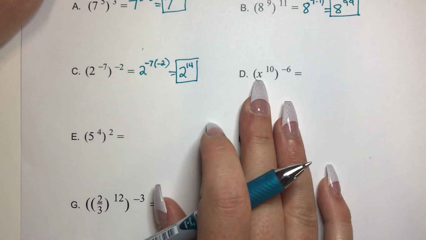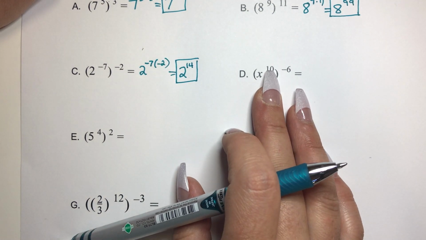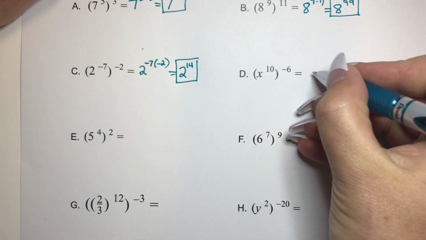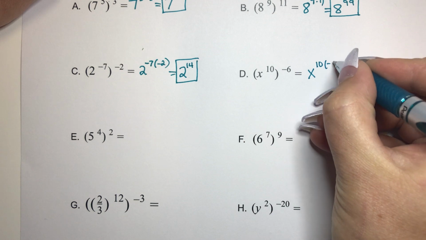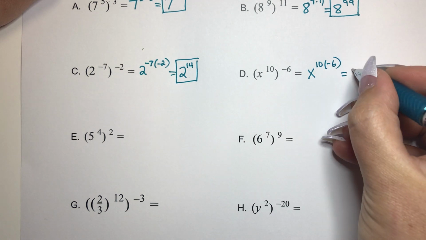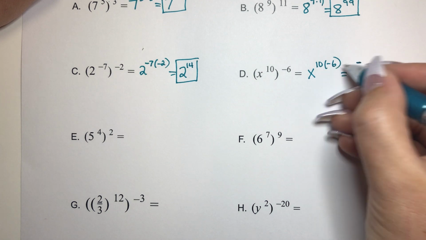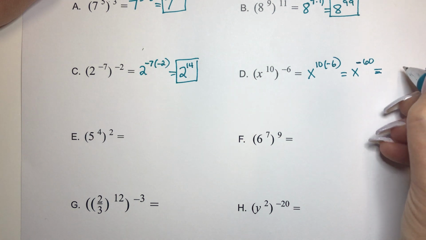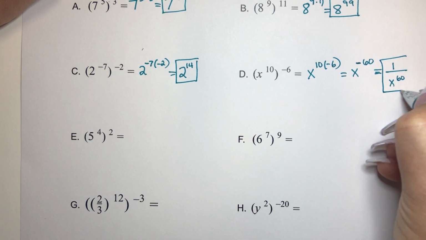All right, how about this one? We have x to the 10th raised to the negative 6th power. We just keep that x. We can do it with a variable, no problem. And then we just go 10 times negative 6, and we keep that base. A positive times a negative is a negative. 10 times 6 is 60. And then we always want to write with positive exponents. So it'd be 1 over x to the 60th power.